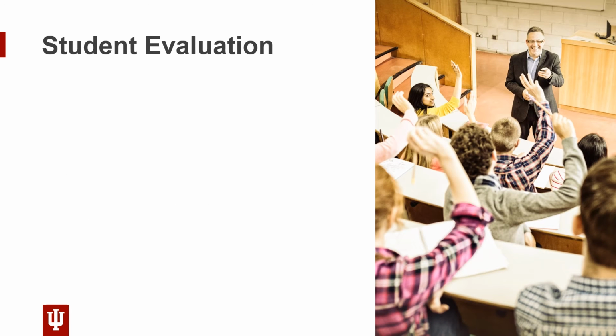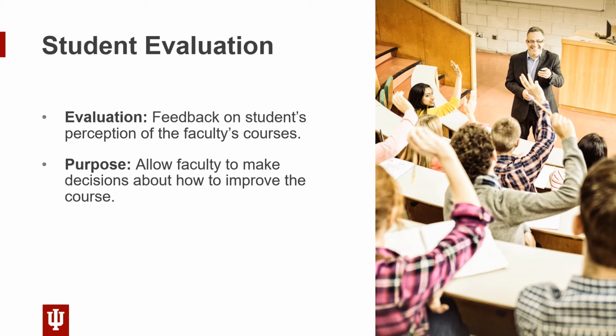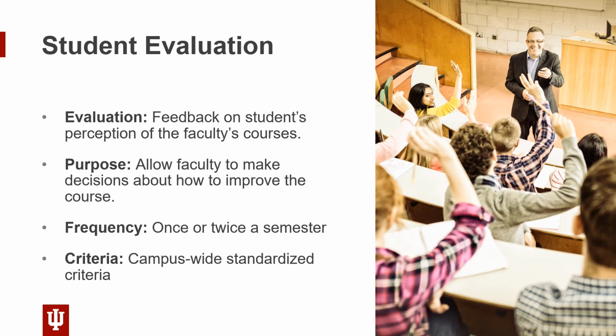The merit review process is multifaceted, and students are also asked to provide feedback on the faculty. Their perspective helps the institution determine if the classroom practices and course content are translating into a positive learning experience. Student evaluations focus on the students' perceptions of the faculty's courses. And the feedback from the students helps the faculty to make decisions about how to improve. At IU, they're conducted via an anonymous online survey once or twice a semester, and standardized campus-wide criteria is used.